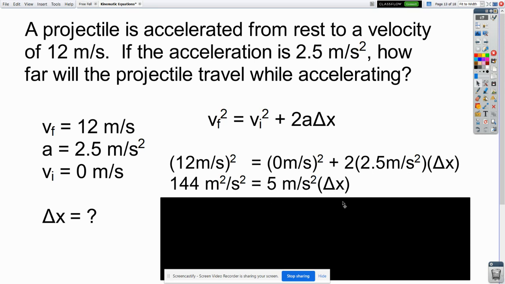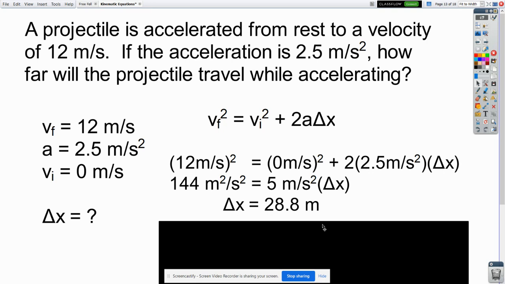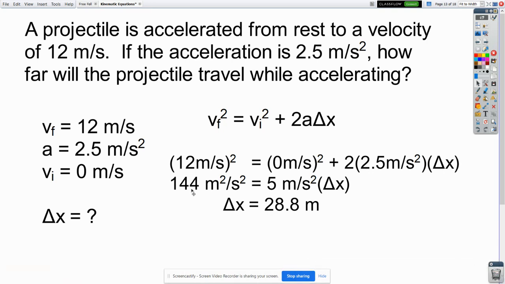Now I got to divide both sides by 5 to solve. And when I do, 144 divided by 5 is 28.8. Meters squared per second squared, the seconds squared canceled out. That meter cancels out one of those meters, leaving us with just 1 meter as our answer. So again, different equation because we had a different set of numbers to work with. And we need to look at what we're given carefully to figure out which equation best suits our data.